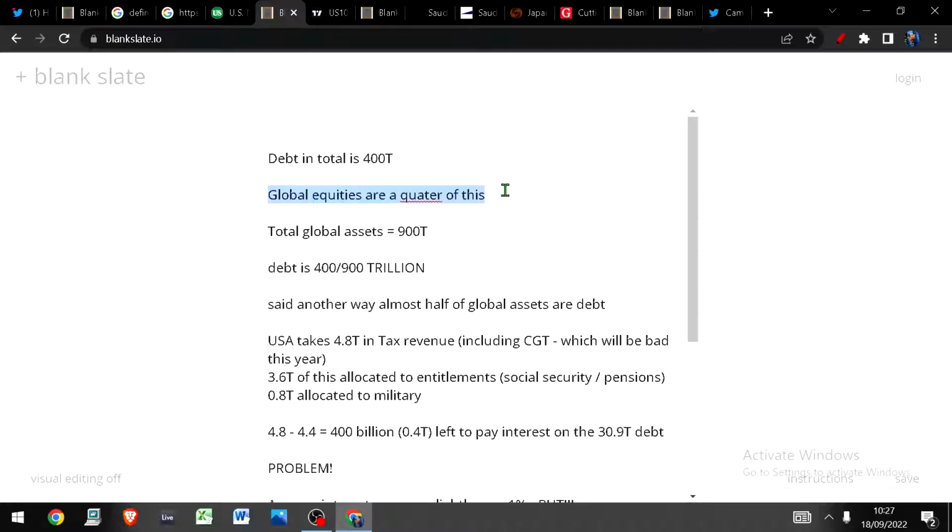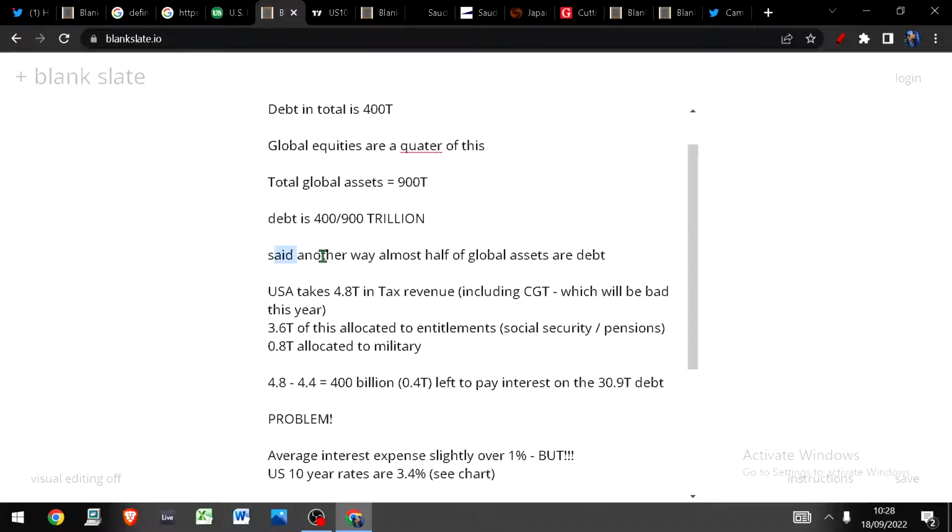Global equities are around a quarter of this. Total global assets is around 900 trillion. So pretty simple maths tells you that the debt is 4/9 of global assets. Said another way, almost half of global assets are debt.